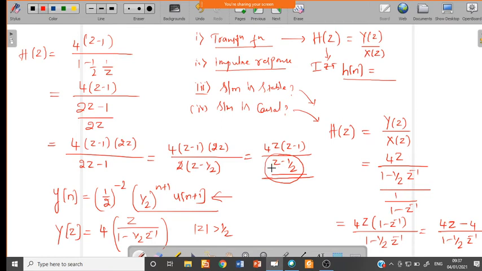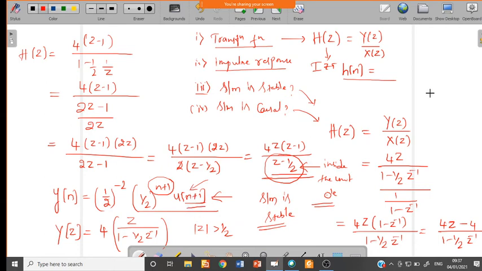It's inside one, right? Yes, it is inside the unit circle. So then what can we say? The system is stable. But for causality, what will happen? You can see whatever we have is starting from n equal to minus 1, is it not?